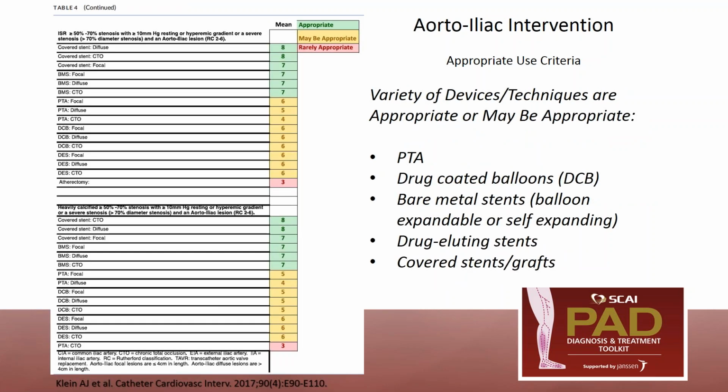You look at the appropriate use for a variety of devices, which devices are appropriate or may be appropriate across the board here. If you look at covered stents, for diffuse disease or for CTOs or even for focal, those are all considered appropriate. You can also use bare metal stents for focal, diffuse, or CTOs. A little bit more and then may be appropriate for just PTA alone versus drug-coated balloon.